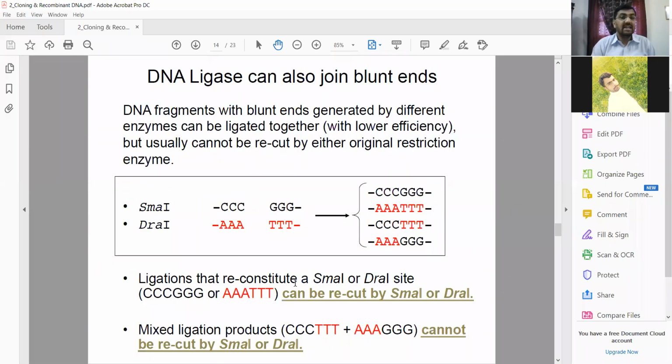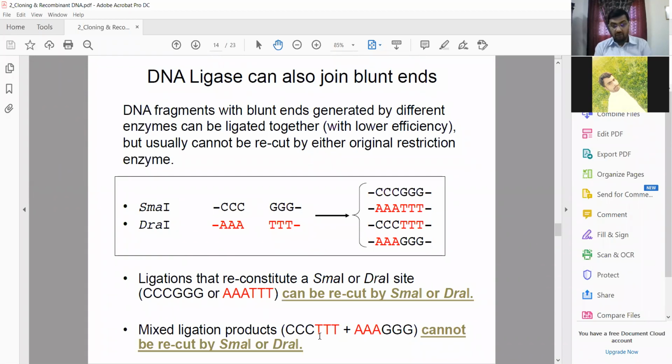Now, DNA ligase can also join blunt ends. Certainly we know it. For this reason, DNA fragments with blunt ends generated by different enzymes can be ligated together, but with a lower efficiency, and usually cannot be recut by either original restriction enzyme. So for example, here there are two enzymes, SmaI and RsaI, which create blunt ends, and CCC, GGG, AGT, ACT are the palindromic sequences which are specific for these two restriction enzymes.